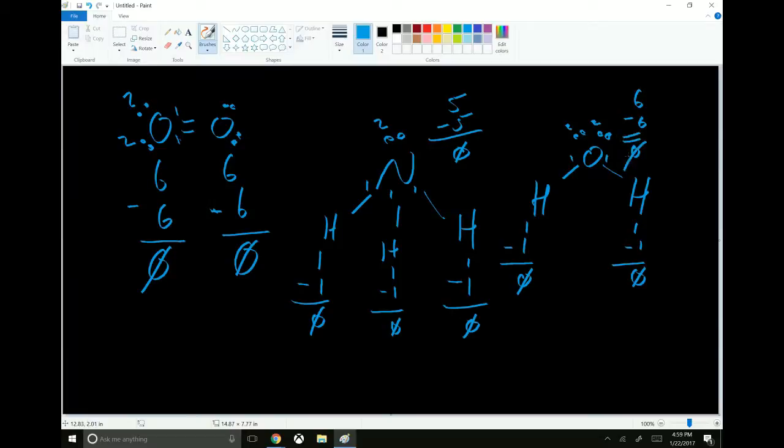Okay. So, like I said, there's a reason oxygen likes to form 2 bonds. It's because it has 2 non-bonding pairs and 2 bonds, so a total of 6 bonded electrons, or a formal charge of 0.